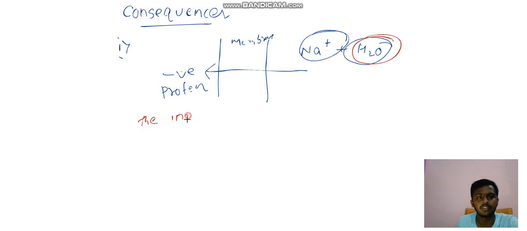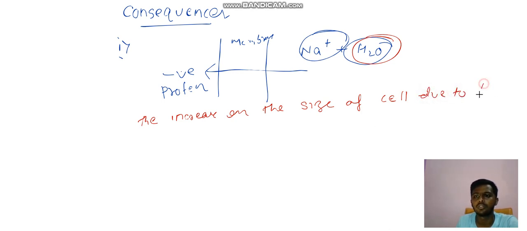There is an increase in the size of the cell due to turbidity. So what will happen? What are you thinking? The cell will burst. In that case, tell. No, the cell is not going to burst. So see what will happen.